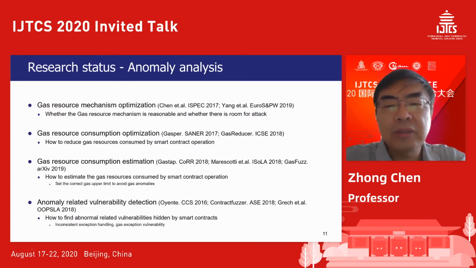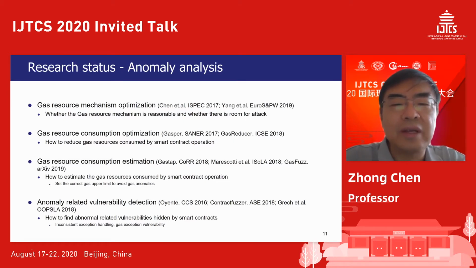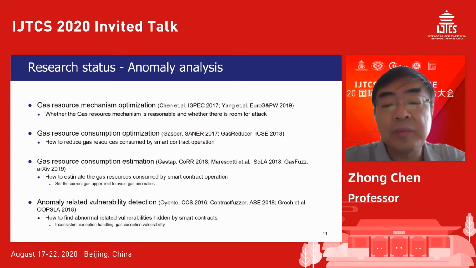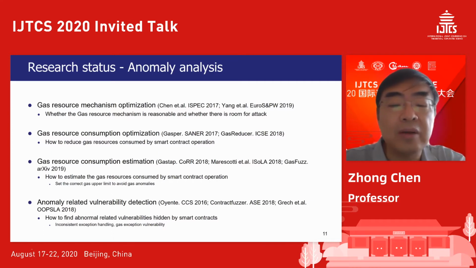Regarding anomaly analysis, there are several topics listed here, and some publications deal with that part. For example, gas resource mechanism optimization, gas resource consumption optimization, gas resource consumption estimation, and anomaly related vulnerability detection, which covers how to find abnormal related vulnerabilities hidden in smart contracts.